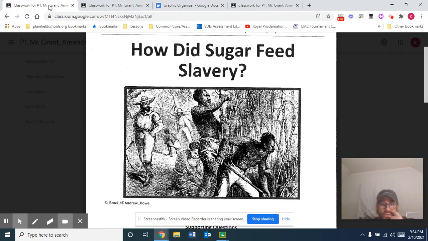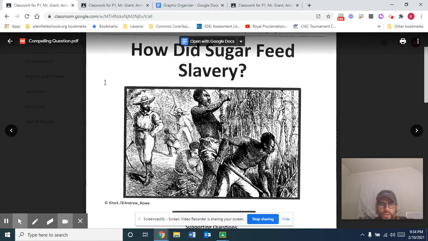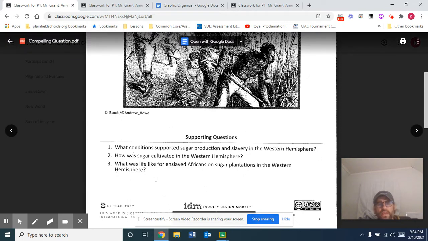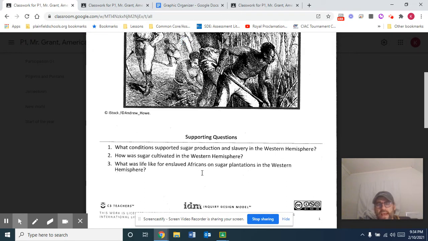Another product we need to talk about, which is also extremely large, is sugar. Our inquiry activity is, how did sugar feed slavery? Here we're going to answer some supporting questions with an inquiry process. The questions we want to answer are: what conditions supported sugar production and slavery in the Western Hemisphere? How was sugar cultivated in the Western Hemisphere? And what was life like for enslaved Africans on sugar plantations in the Western Hemisphere?